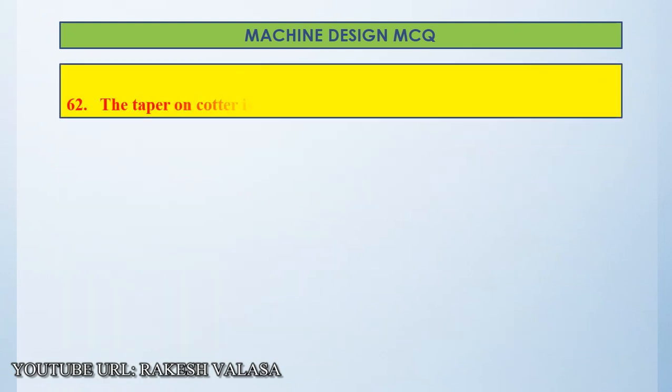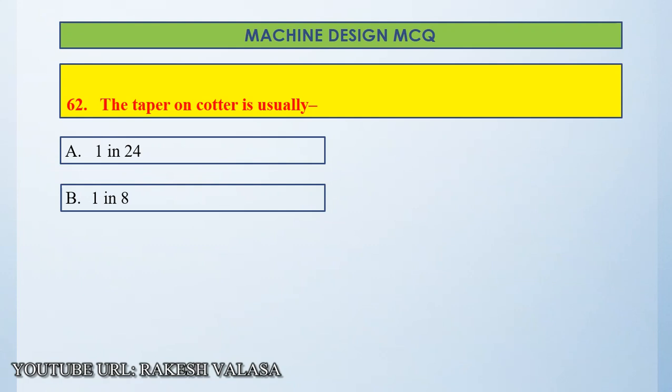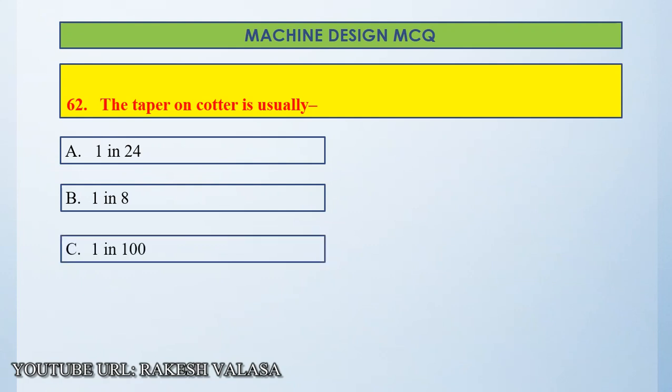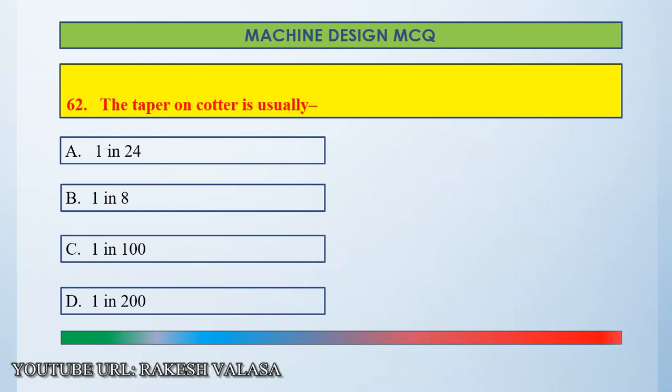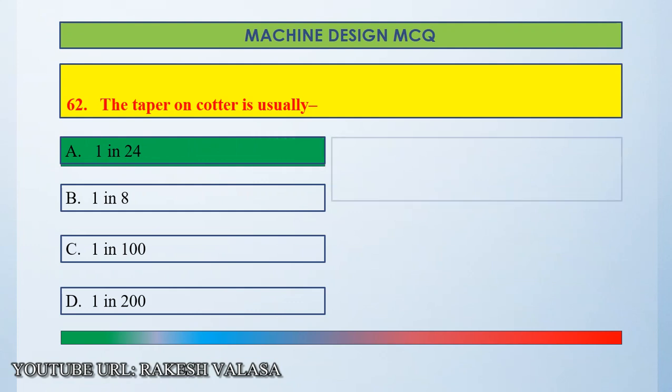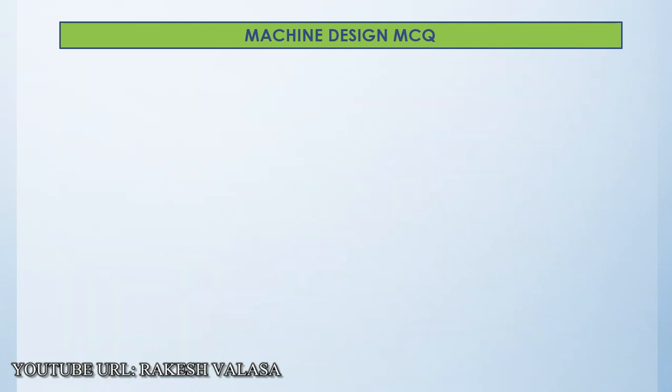Question number 62. The taper on cotter is usually option A 1 in 24, option B 1 in 8, option C 1 in 100, option D 1 in 200. The correct answer is option A 1 in 24. Let us see the explanation. The taper on cotters usually varies from 1 in 48 to 1 in 24. So the correct answer is option A 1 in 24.